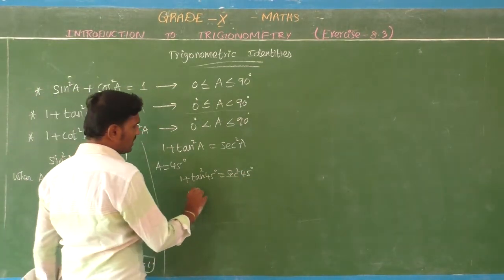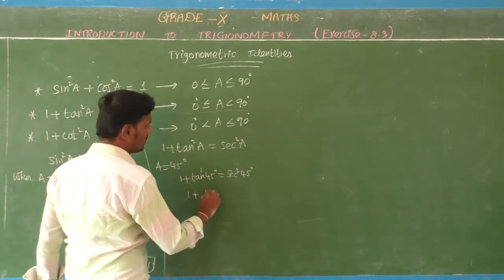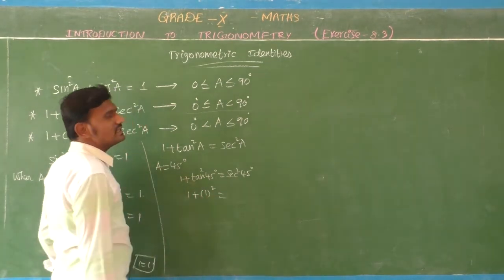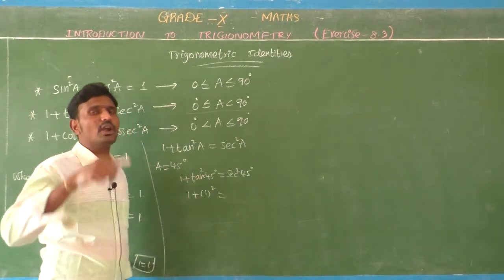Now tan 45 already you know what? 1. So 1 the whole square, which is equal to secant 45, which is the reciprocal of cos theta.